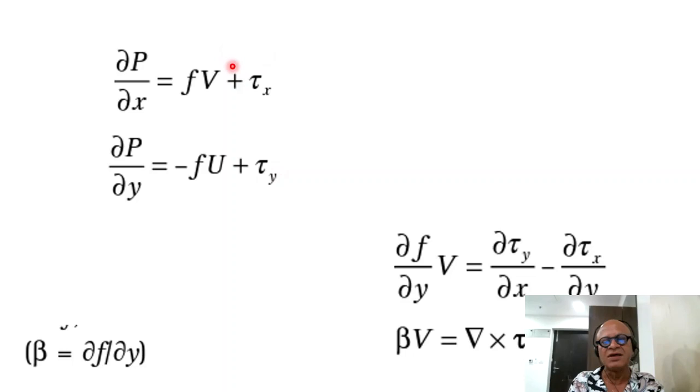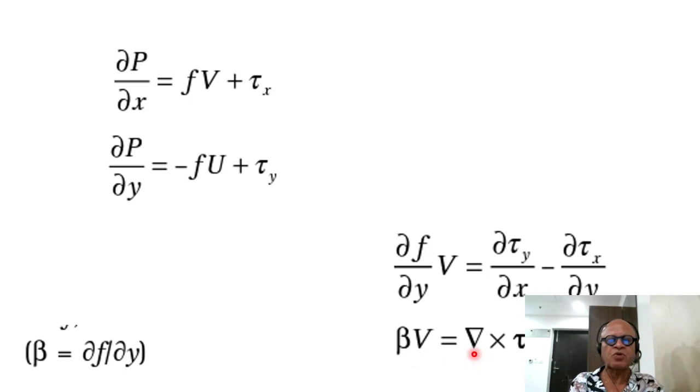Now you can again take, well, I should have mentioned that we integrate first before taking ddy and ddx, but it doesn't matter. So after integrating, you take ddy of this, ddx of this, and subtract, and you remember dv dy plus du dx will go to 0, and df dx is 0. So you end up getting df dy times v, this term, equal to del tau y del x minus del tau x del y, which is just the curl of the wind stress. So this is beta, the gradient of Coriolis in the meridional direction. And that gives us beta times v, which is the meridional transport, equal to curl of tau.